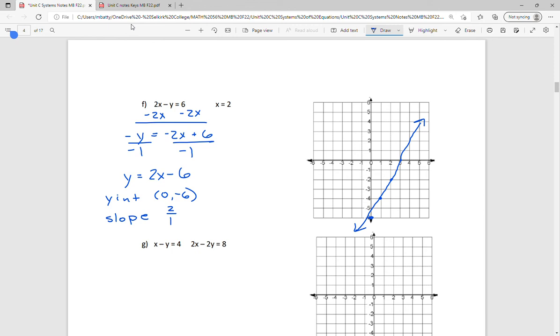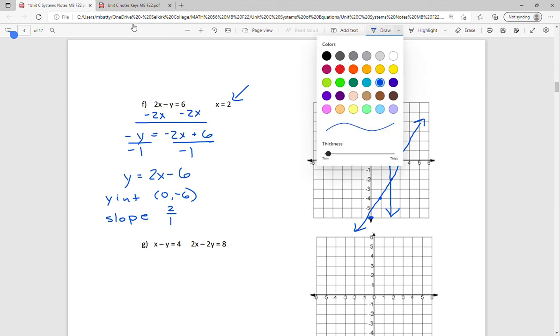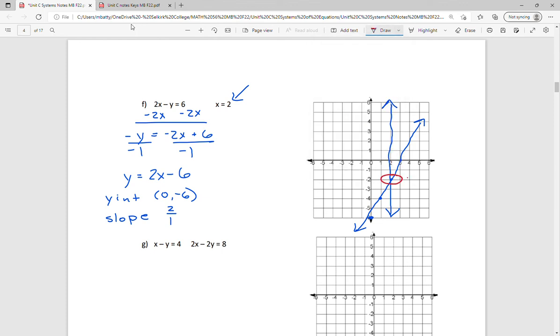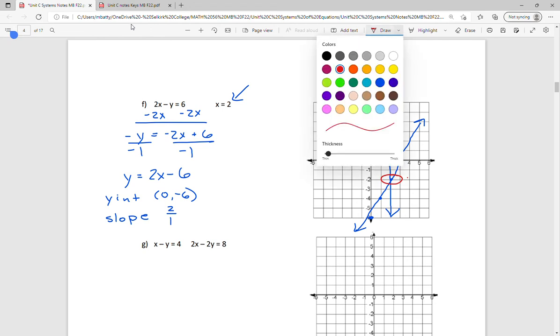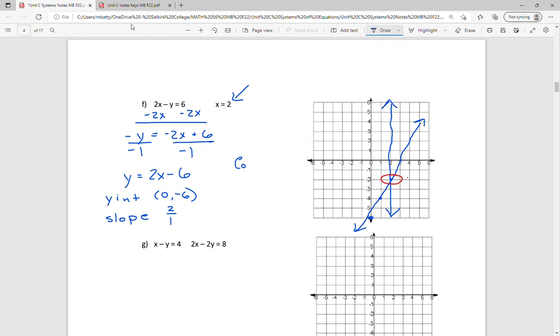This next one is a line at x equaling 2. It was one of those funky ones where it was either a horizontal or vertical line. If x equals 2, that's going to be a vertical line at x equaling 2. And this gives me the picture to see where these two intersect each other. And so the answer for this one is going to be a consistent system.